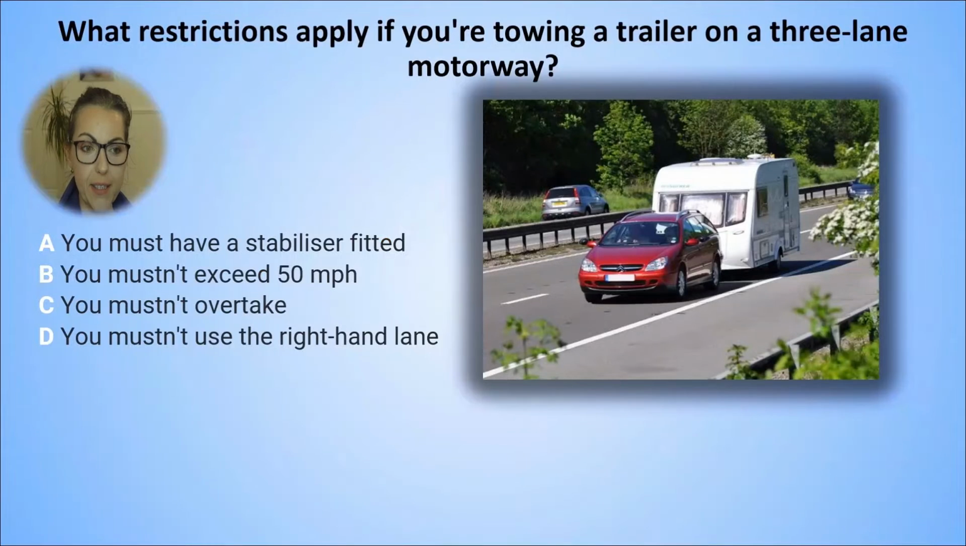Next question. What restrictions apply if you are towing a trailer on a 3-lane motorway? Now just pretend that the caravan in the photo is actually a trailer instead of a caravan. So here are the options. A, you must have a stabilizer fitted. B, you mustn't exceed 50 miles per hour. C, you mustn't overtake. D, you mustn't use the right-hand lane.